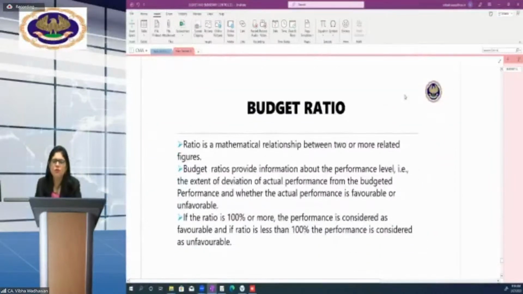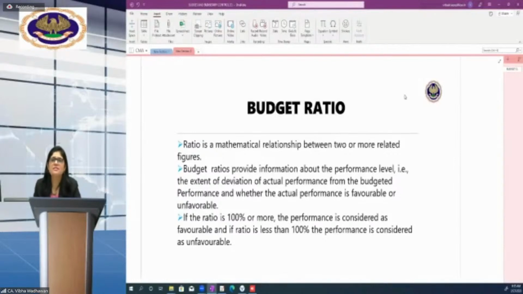Okay, then we move on to budget ratio. Initially when we started budget and budgetary control, we made the budgets: the production budget, the master budget, the raw material purchase budget, the sales budget, the flexible budget. So we have made the budget, and then the actual thing happens. We compare the actual with the budgeted or the standard. The differences between the actual and the budgeted are the variances.